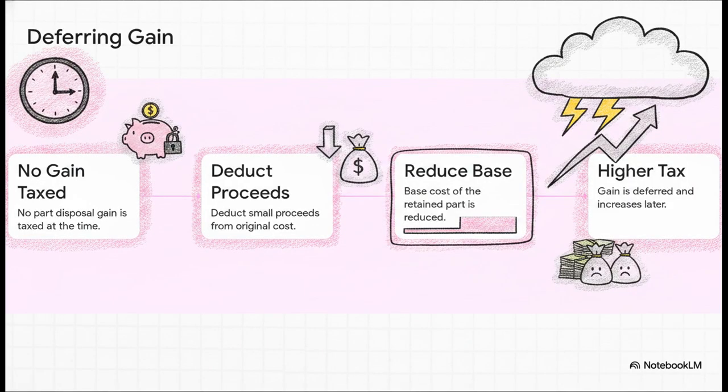Now, if you do elect for this relief, you're essentially kicking the tax can down the road. It's pretty clever. Instead of calculating a gain right now, you just deduct your small proceeds straight from the original cost of the asset. This reduces the base cost of the part you're retaining, which totally defers the gain today, but, and this is a big but, it guarantees a much bigger tax hit when you sell the remainder later, simply because your base cost is now lower.